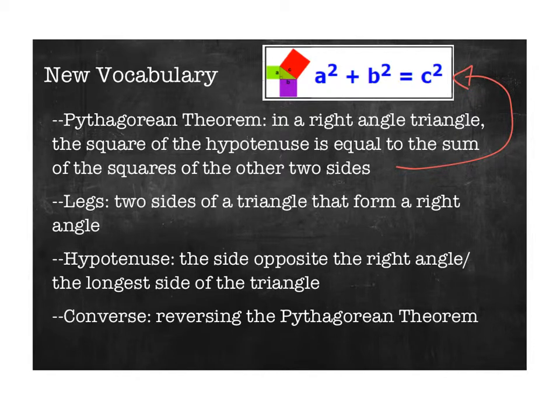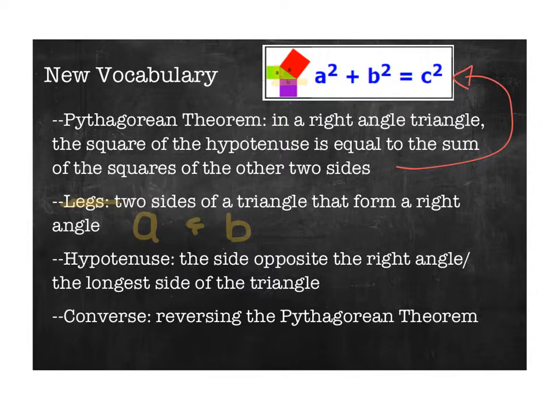Legs are the two sides of a triangle that form the right angle, so I'm going to highlight those in yellow. The legs would be A, oh that's kind of hard to see, and B. Alright, A and B here.